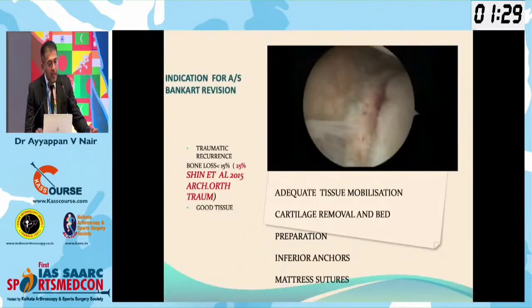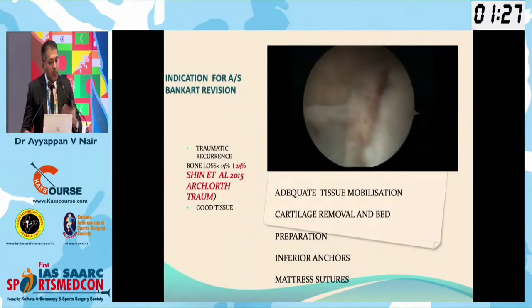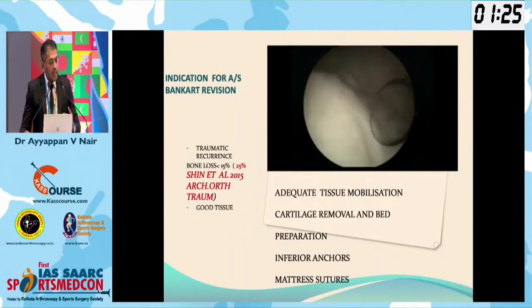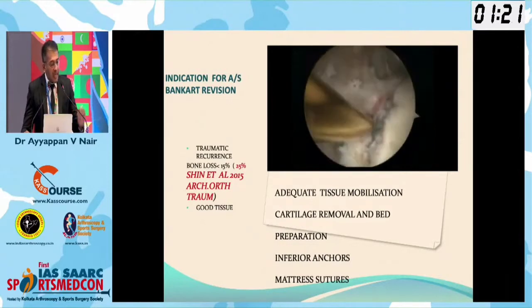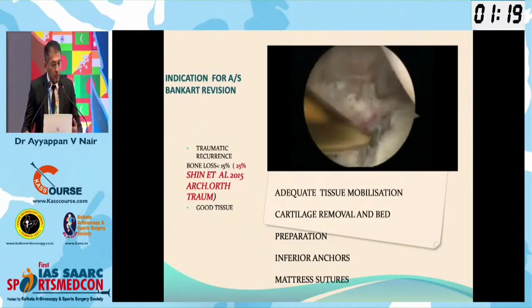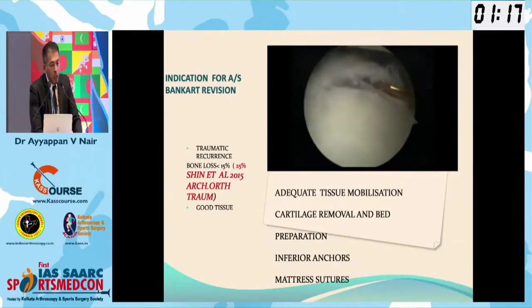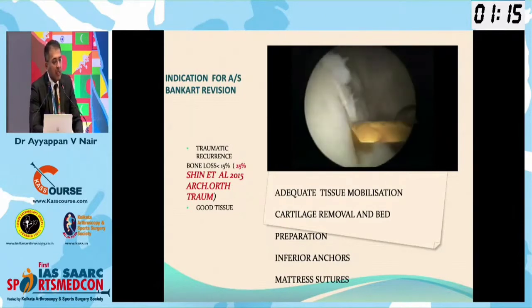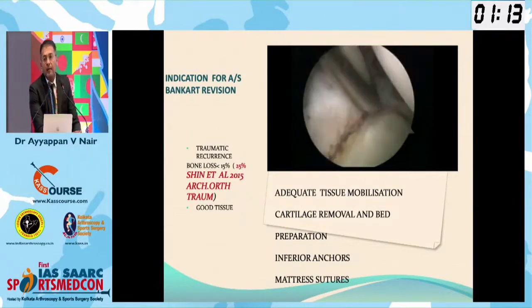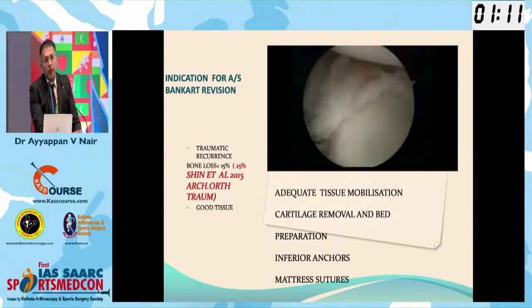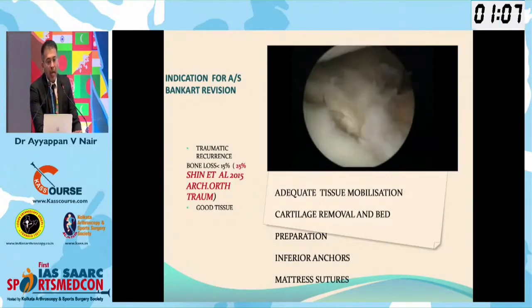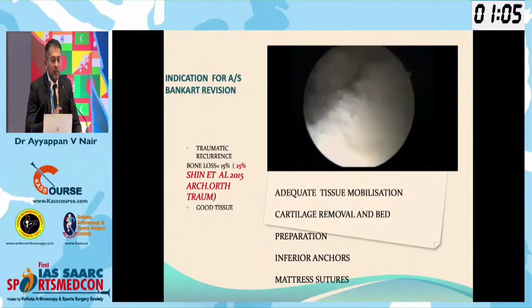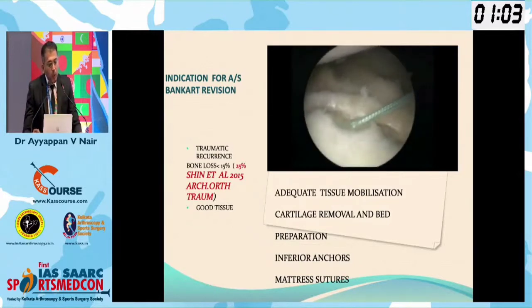So what is my indication for a revision Bankart? For me, a revision Bankart would be if the bone loss is very little and the tissue quality is good. But personally, I would not do this, because even with the revision Bankart there is a very, very high failure rate. A revision Bankart failure rate is around 10 to 43%. 43% is very, very high. So I would definitely not do this now. This is my earlier video. So I don't do this anymore.